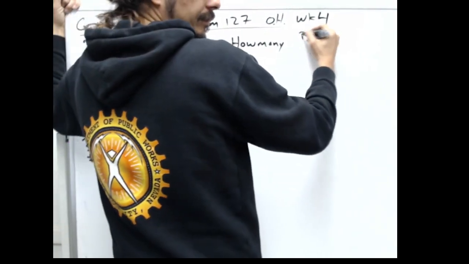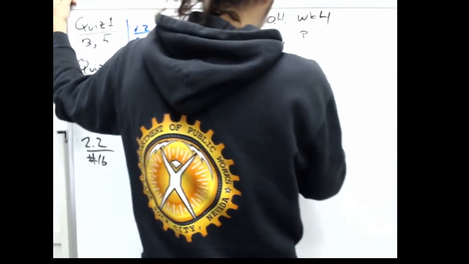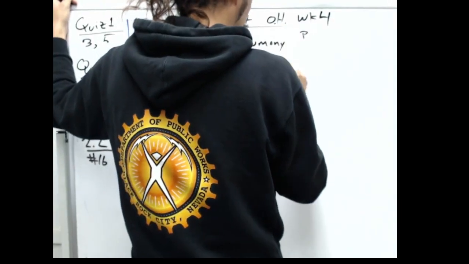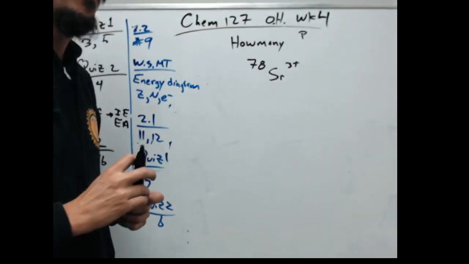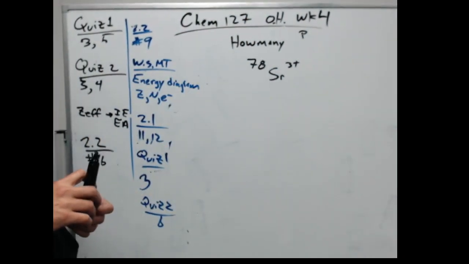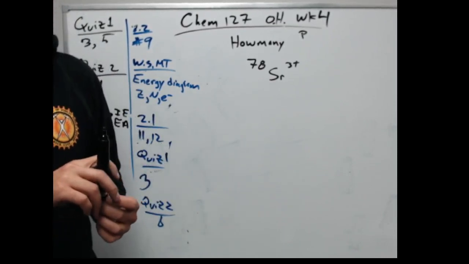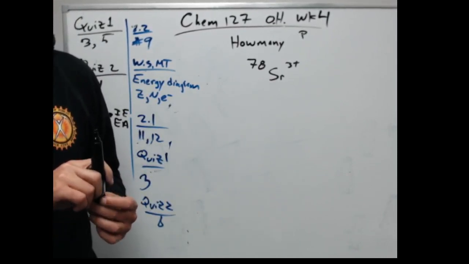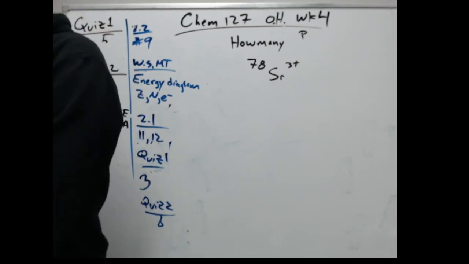So there's one question, and it's just how many protons, electrons, and neutrons are present in this right here. It's 78 Sr 3 plus. Can you find Sr on the periodic table? Do you know the name of Sr? Strontium. We will learn it.